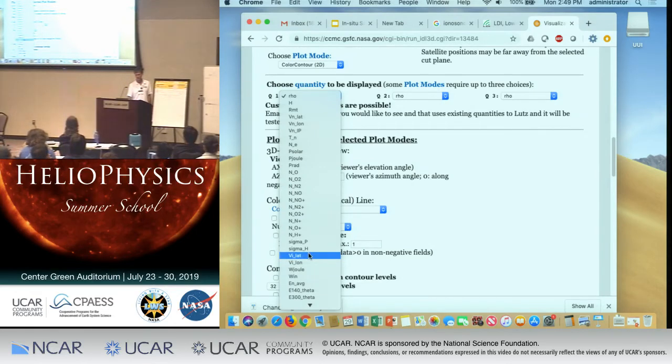Ion drifts. You can get the motion of the ions. You should be able to go to the equator and show an ion drift at say 250 kilometers. Plot around the equator. Ion drift should be upward in the daytime and downward at night. Wait a minute. I need a vertical ion drift. That's just latitude and longitude. I have to keep looking. I don't see it.